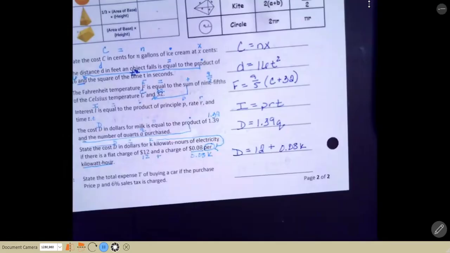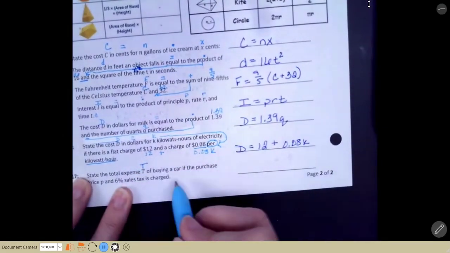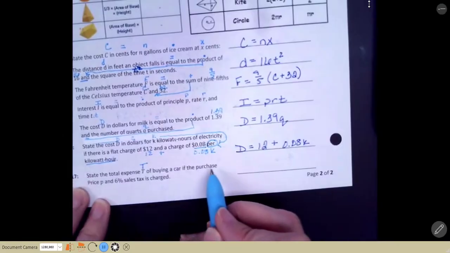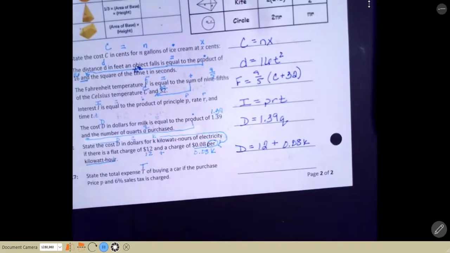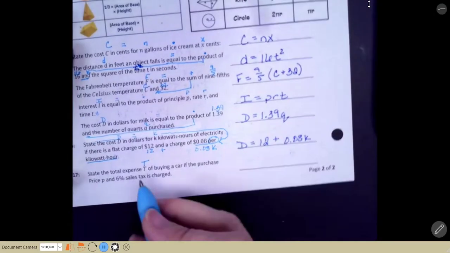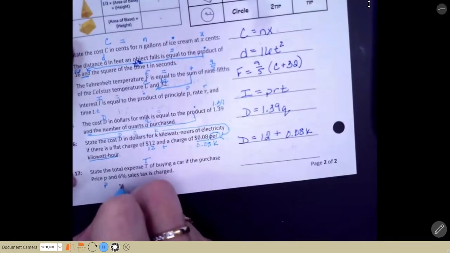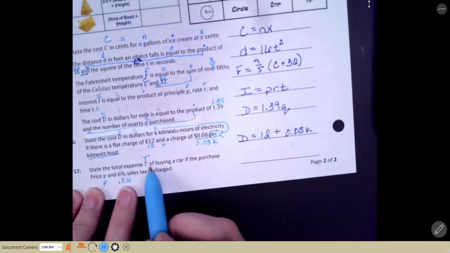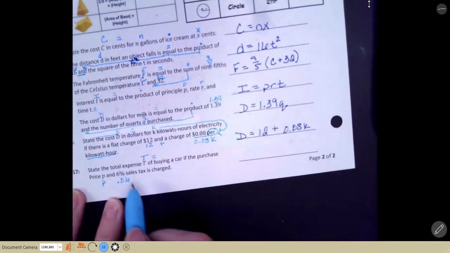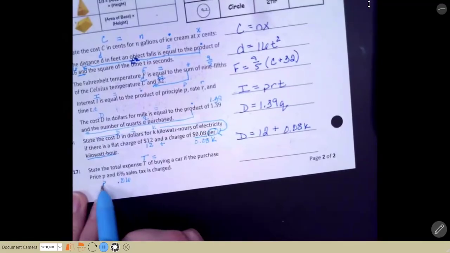Okay. State the total expense T of buying a car if the purchase price P and 6% sales tax is charged. Oh, we have a percent in the problem. When we write equations, do we put 6%? No. 0.06, you change it to a decimal. So P and 0.06. Okay, we're missing our operations. So the total expense is going to equal how much we're going to pay. So we have to take the principal, and what are we doing with the principal and the tax rate?